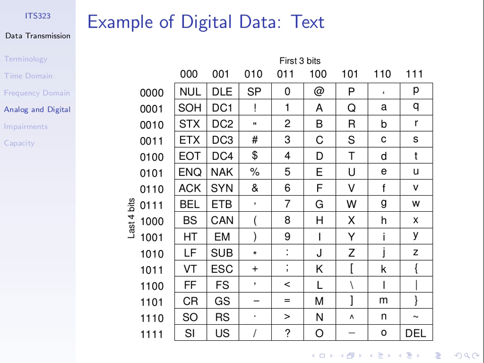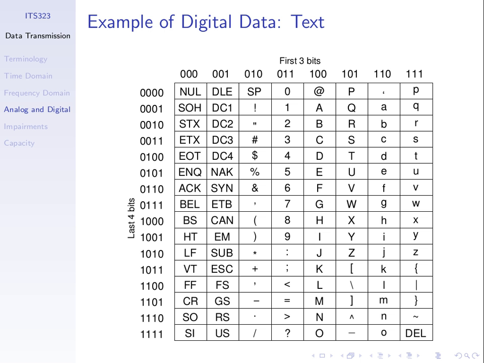So we can represent many things as digital data. In fact, we'll see later that we can convert analog data, and we often do, into digital data. Take your voice, record it on a computer and save it as a binary file. So that's an example of converting from our original analog data into digital data.